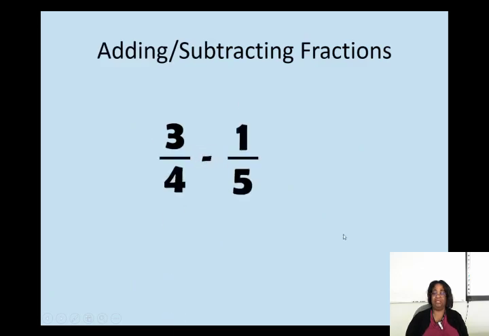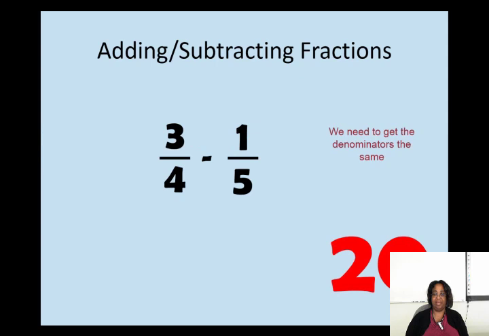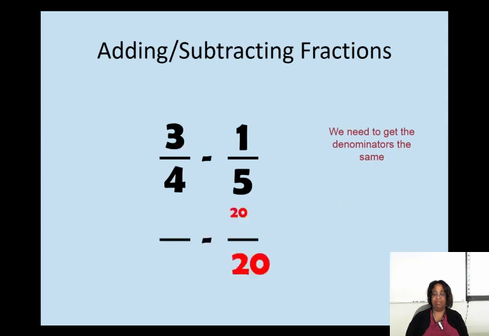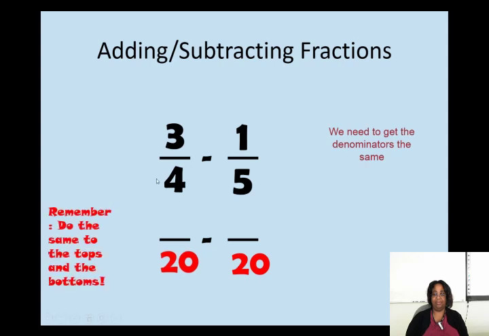What about the LCD for 4 and 5? 20. So the first fraction is going to be multiplied by 5. And the second one will be multiplied by 4. 4 times 5 is 20. 5 times 3 is 15. So you get 15 over 20.